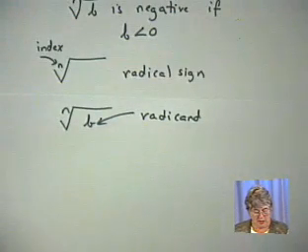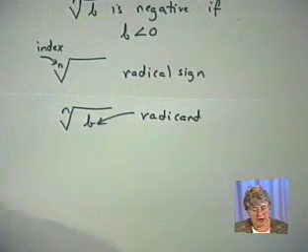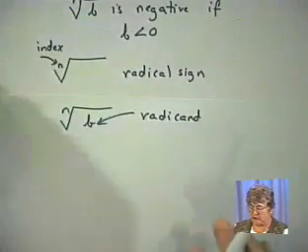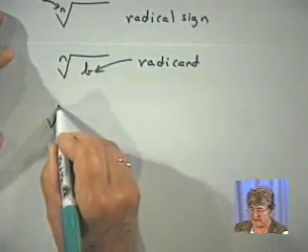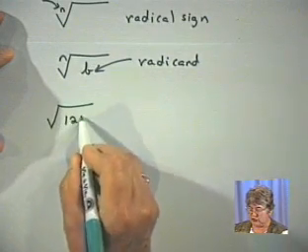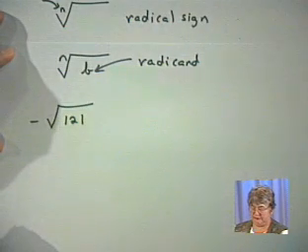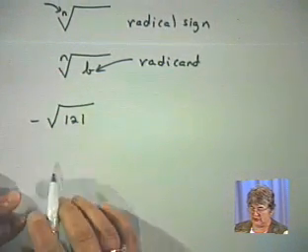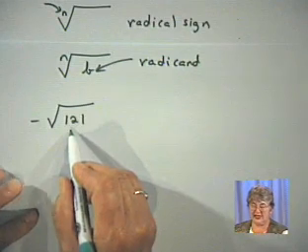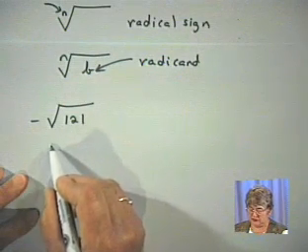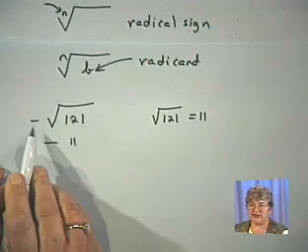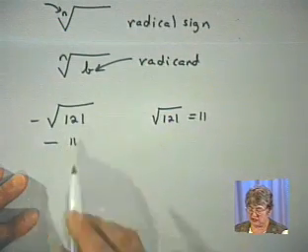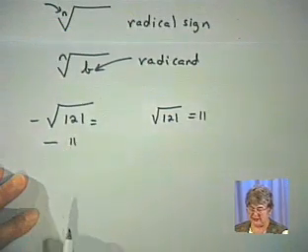Okay. Now, let's look at some examples of some common roots. For example, what if we have the square root of 121 with a negative in front of it? Well, we know that the number inside the square root has to be positive, and it is. And so this number is just equal to a negative 11. The square root of 121 is 11. In this case, we have a negative square root of 121. So our answer is going to be negative 11.